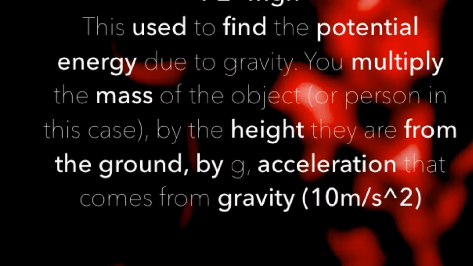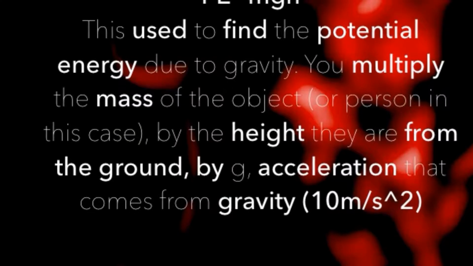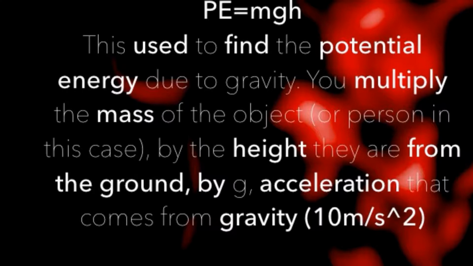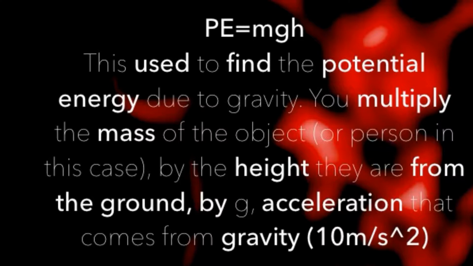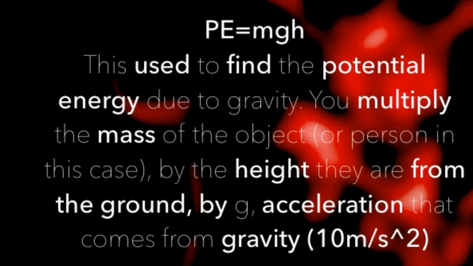PE equals mgh. This is used to find the potential energy due to gravity. You'll multiply the mass of the object, or person in this case, by the height they are from the ground, and by g, the acceleration that comes from gravity, which is 10 meters per second squared.